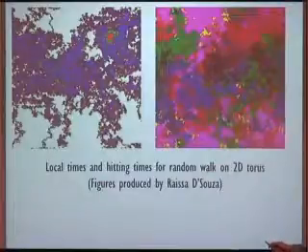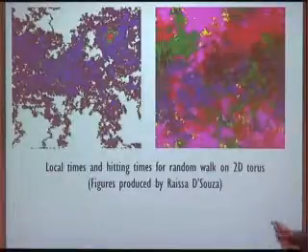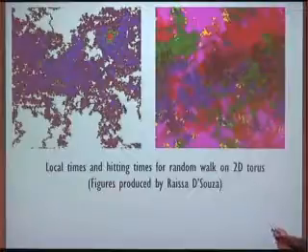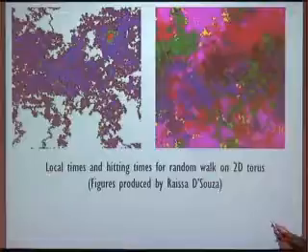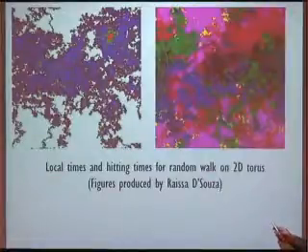And it's colored by the number of visits to different sites. Here we're running it on a torus until everything is covered, and coloring by the time it took to reach different vertices.